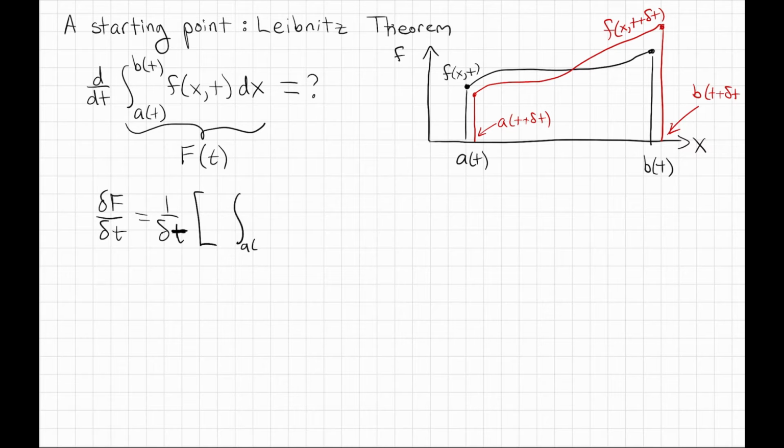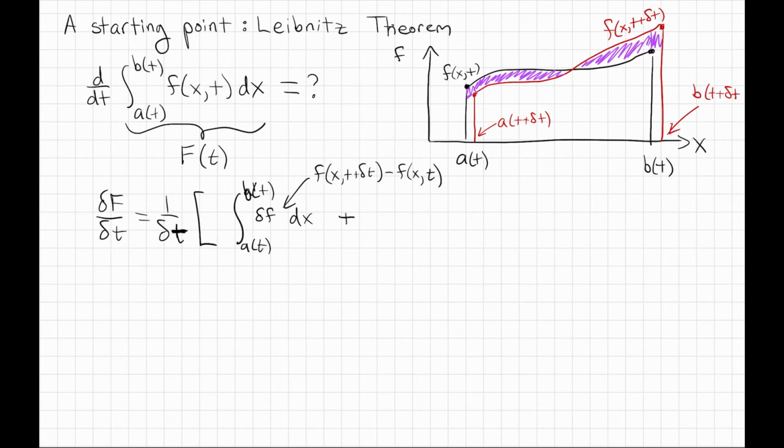There are actually 3 components to how it changed. One is that the function itself changed. The function may have shifted up or down in certain locations, and the change in the actual function over the time from t to t plus delta t is f of x evaluated at t plus delta t minus f of x at t. Most of the change, if I'm integrating over the entire function, is over the range from a to b, which hasn't changed much in an infinitesimal time.